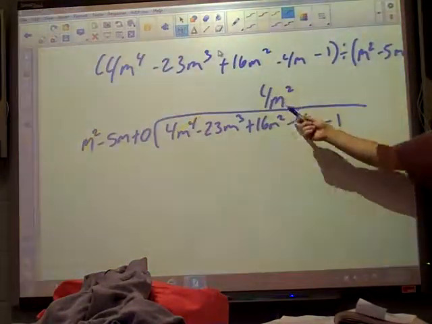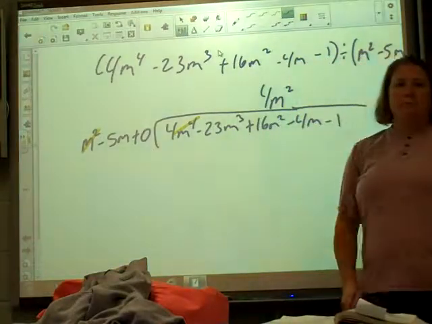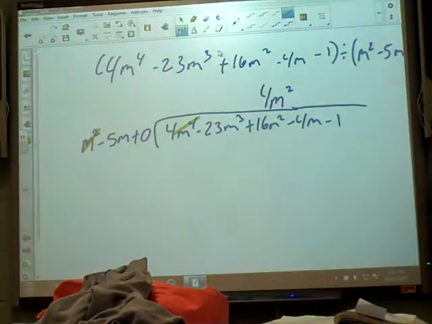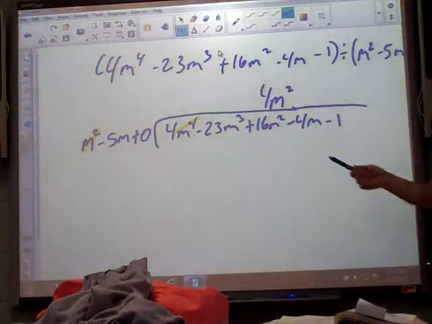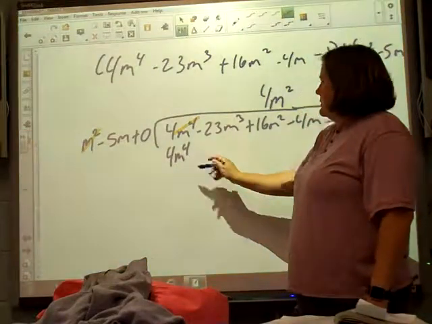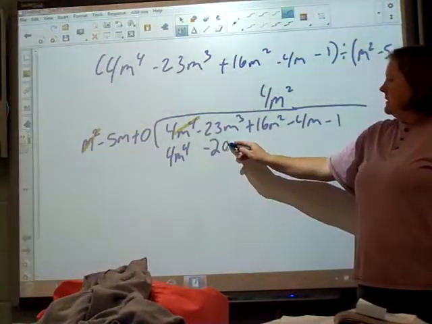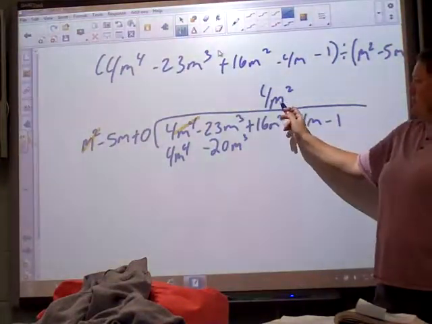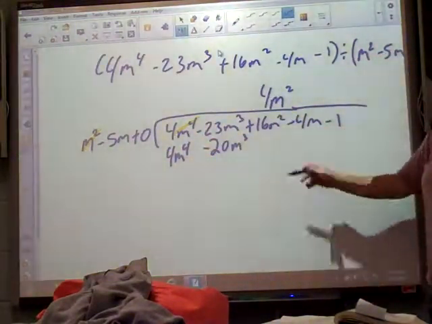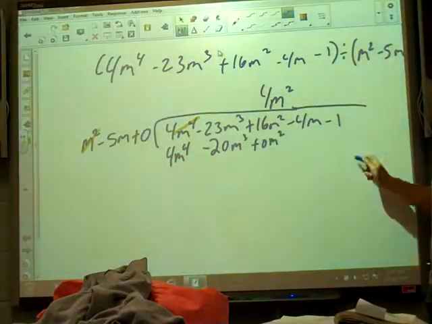Yeah, so, alright, when we distribute this now, we got 3 pieces to distribute it to. Luckily, 0 is going to be a 0, but we still have to do that because that keeps our like terms lined up. Okay, so 4m squared times m squared, 4m to the 4th. 4m squared times negative 5m, negative 20m cubed. 4m squared times 0 is 0, but I'm going to put a 0m squared so that I've got my like terms lined up.